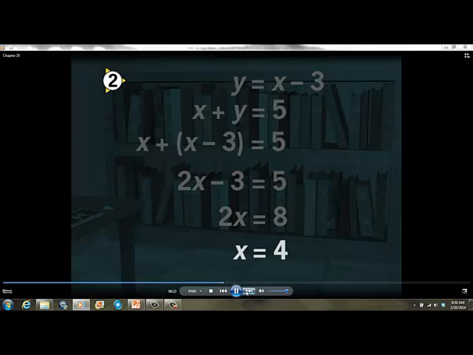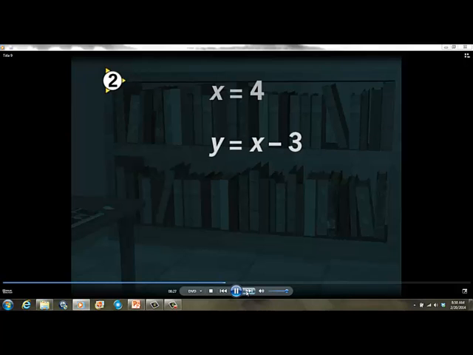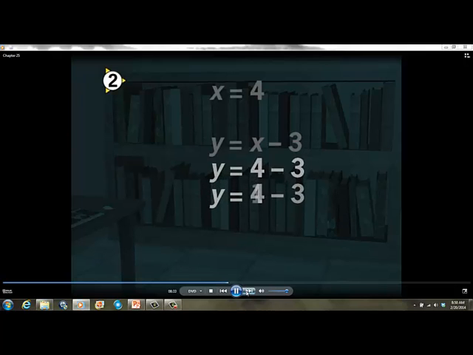The x value of the solution is 4. Now go back to either one of the equations in the system and substitute 4 for x. Since y equals x minus 3, we get y equals 1. The solution to this system is the ordered pair 4, 1.